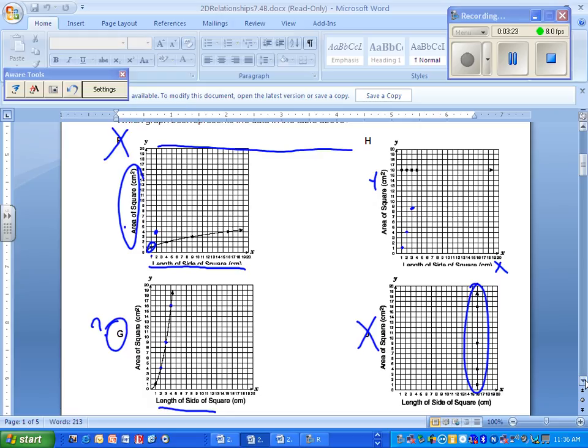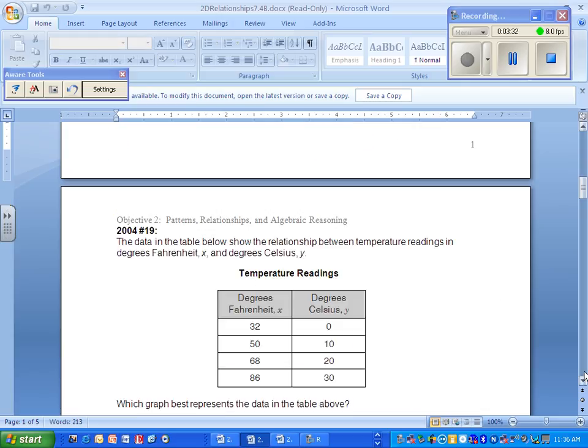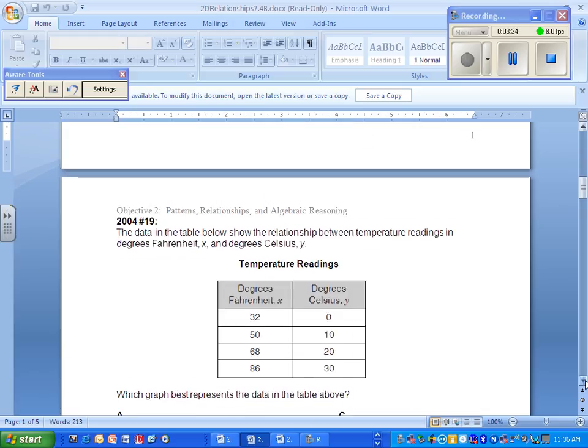So look at all your graphs very carefully before you make your choice, and make sure you looked at all the others and you ruled out the others for good reasons. All right, let's look at the next one.